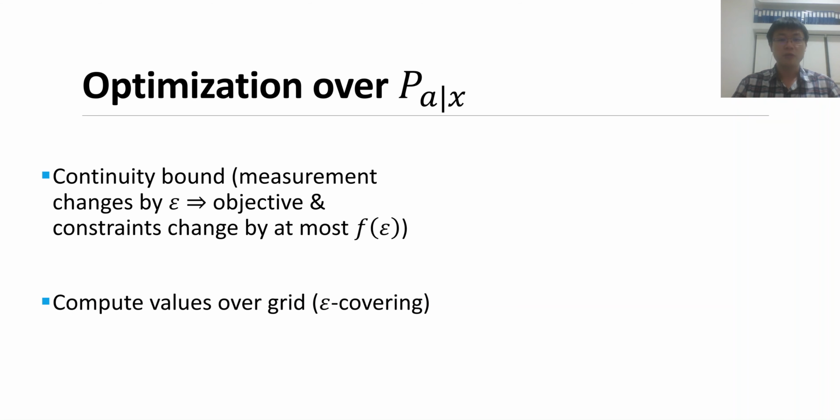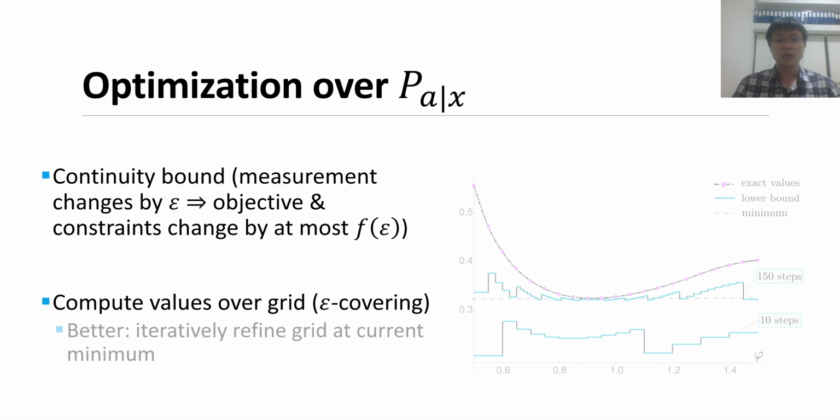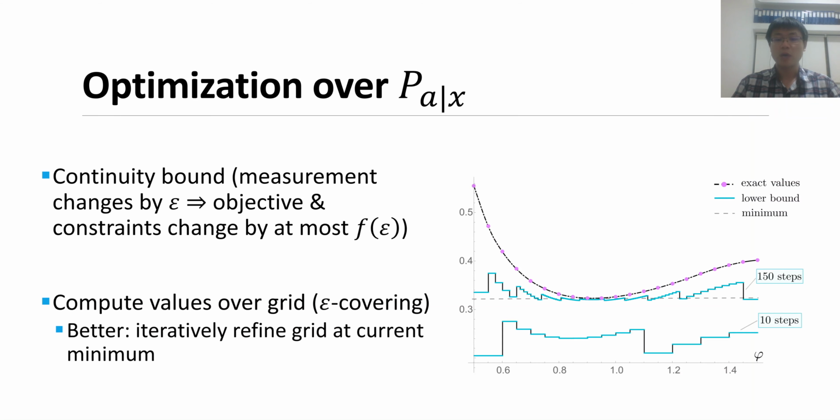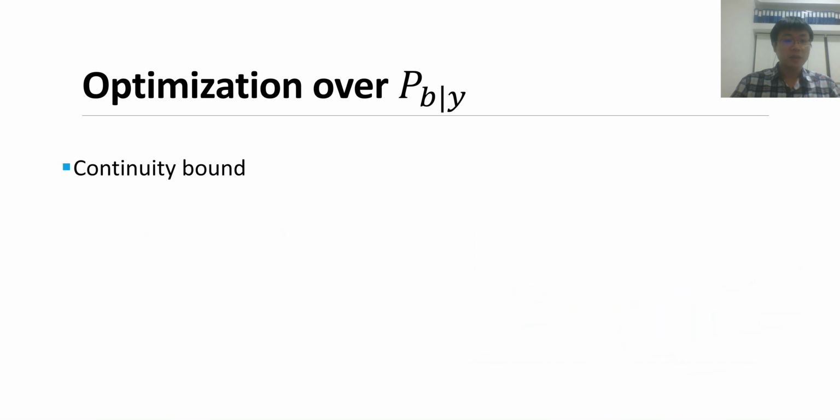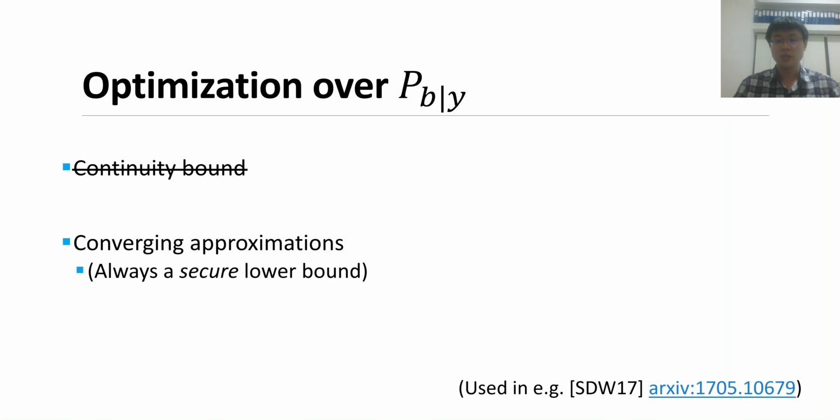In practice, we found that it was somewhat more efficient to use an iterative process where we only make the grid finer in the points that are close to the true minimum, although I will not go into detail on this here. As for the optimization over Bob's measurements, in principle, we could also do it using a continuity bound approach. But for this work specifically, we instead used another approach that was used in a previous work, where essentially we relaxed this optimization to a sequence of approximations that converge to the true value.